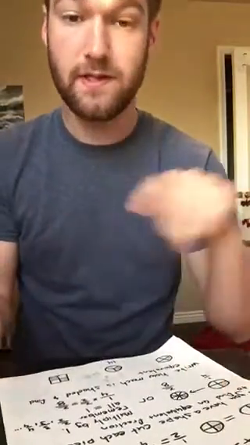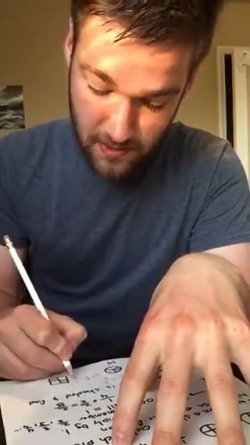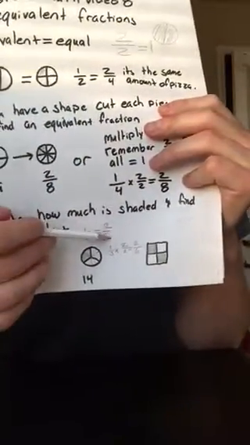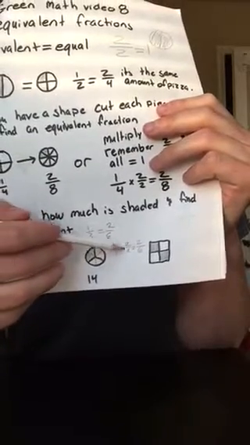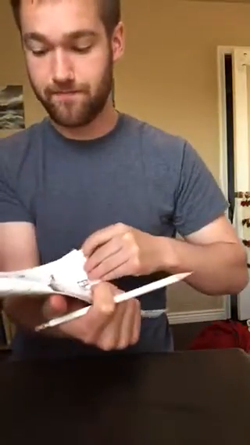So 1 times 2 is 2, and 3 times 2 is 6, right? We just multiply the top number by the top number and the bottom number by the bottom number. So 1 times 2 is 2, 2 times 3 is 6. All right, and that's how it works for every single one. So let's try one on the back now.